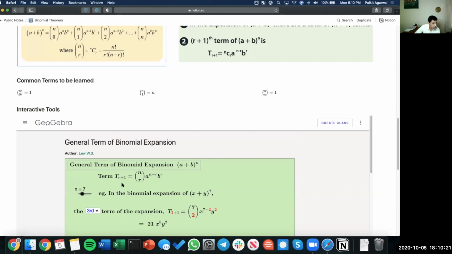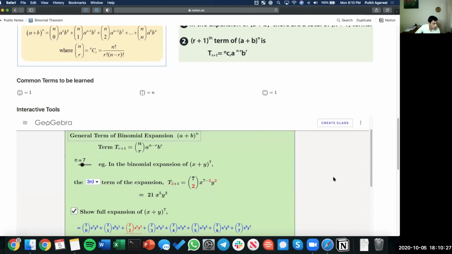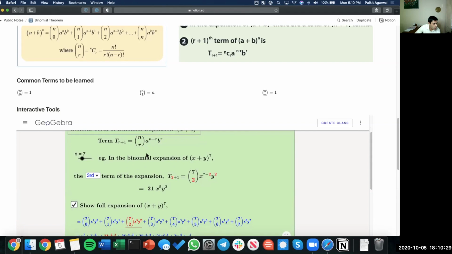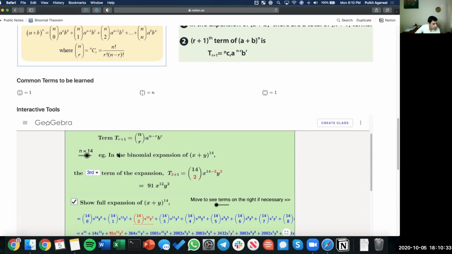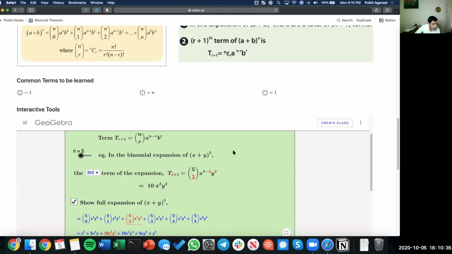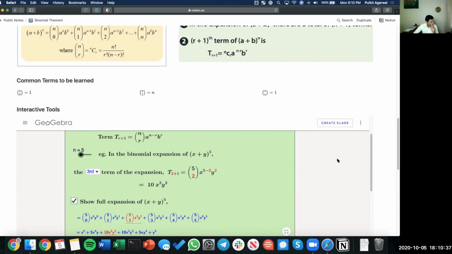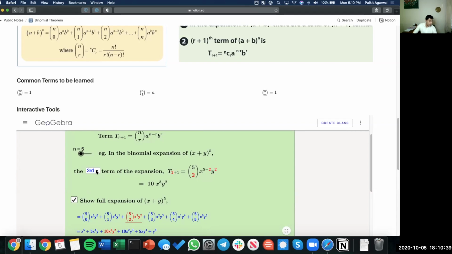And this is the general term equation that I asked you guys to memorize. That's over here. Now, what you can do in this diagram or in this tool is change the power. Right now the power is 7, and I can change it and it becomes 14. I can bring it all the way down to 5 and it changes it, okay? And then we're specifying what term we're looking for, for example, the 4th term.